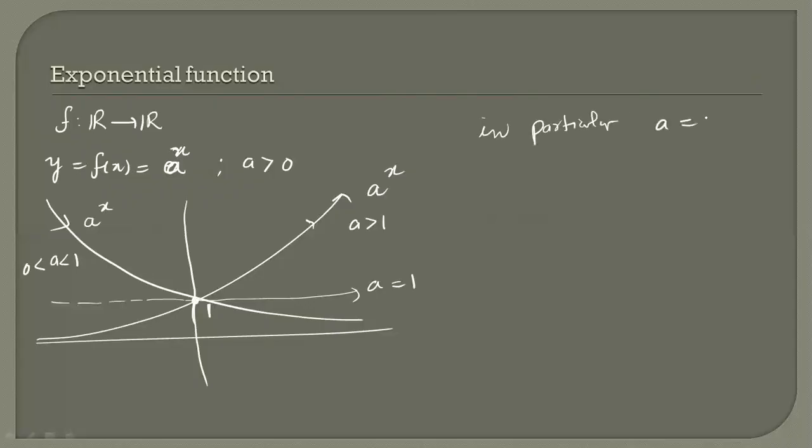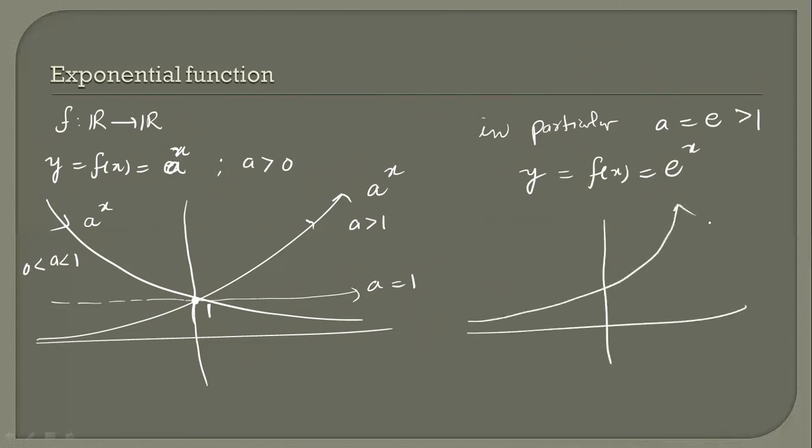In particular, if you take a equal to the exponential function, then it will become e to the power x. And it is always greater than 1. So the graph of e to the power x looks like this.